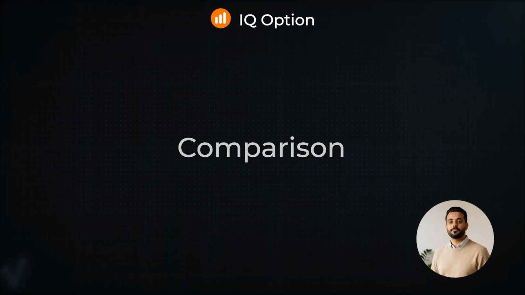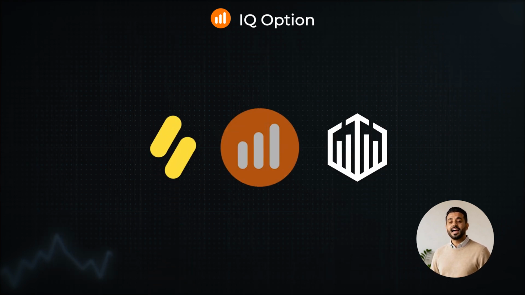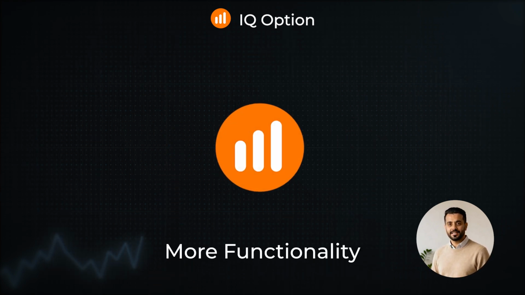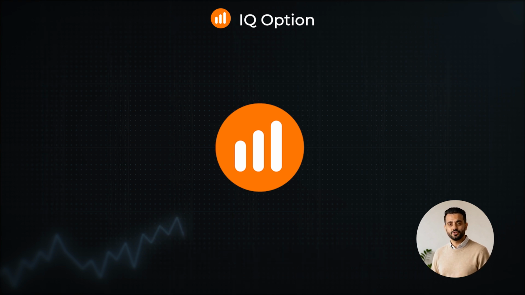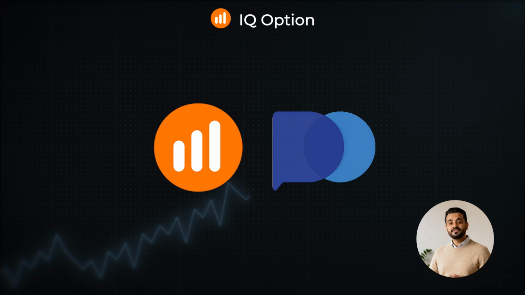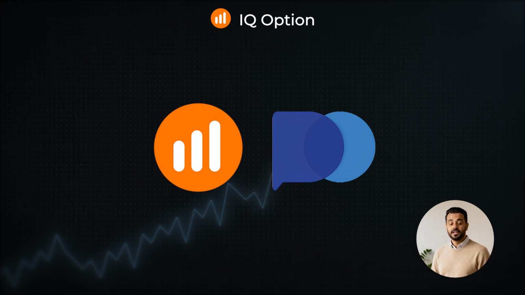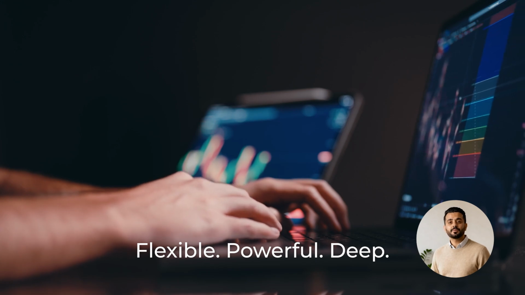And this brings us to the comparison. Compared to simpler platforms like Binomo or Cortex, IQ Option offers much more functionality but also requires more time to get used to. At the same time, compared to platforms like Pocket Option, it feels more structured and less chaotic. So again, it sits in a different position. Not the simplest, but one of the most flexible and powerful.